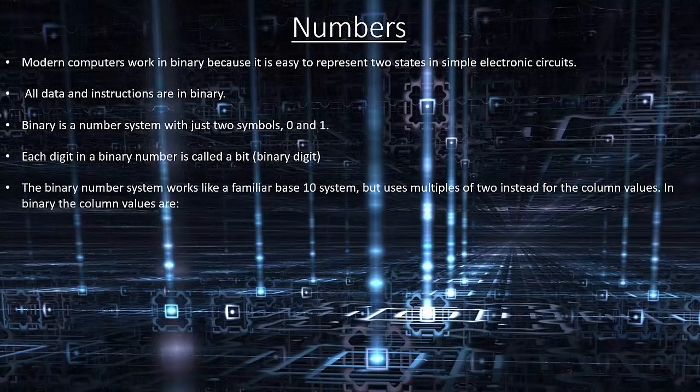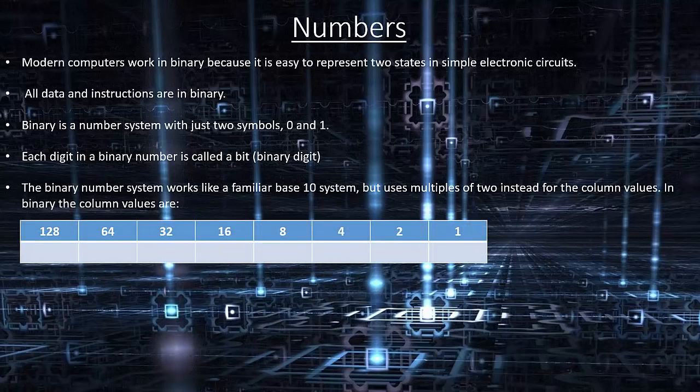The binary number system works like the familiar base 10 system, but uses multiples of 2 instead for the column values. In binary, the column values are 2, 4, 8, 16, 32, 64, and 128.